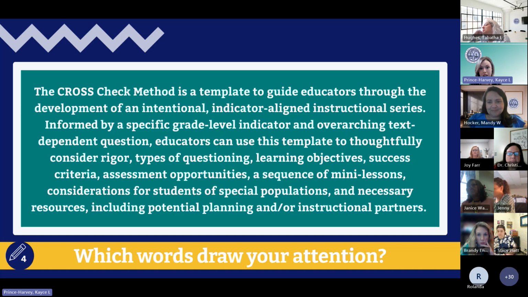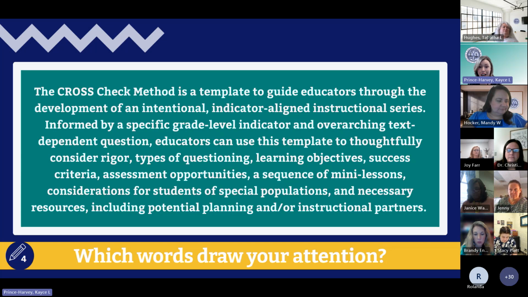So the cross-check method is a way of looking at individual indicators to really break down and ensure we understand the intent of those indicators, and then use that to build a plan for that instruction, and then assessing. So this is quite a lengthy process. It is something that really is a deep, deep dive into that indicator.